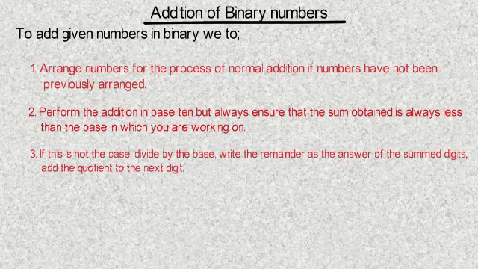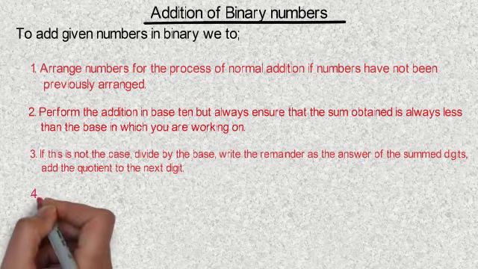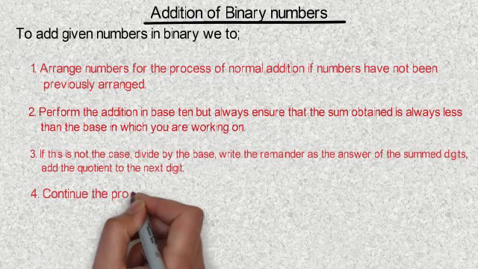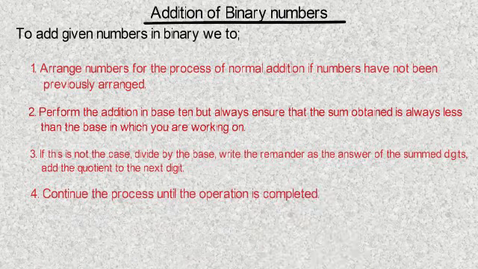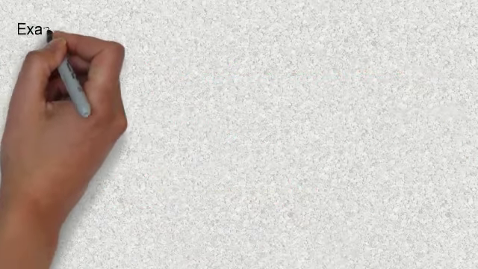What I'm trying to say here is if we do the addition and it is greater than 2, you divide the number by 2 and write down the remainder like we did in the previous lesson when we were converting from base 10 to binary. You will get that as we solve examples. Then 4. Continue the process until the operation is completed. So let's solve some examples.